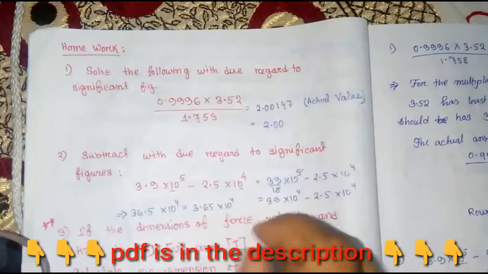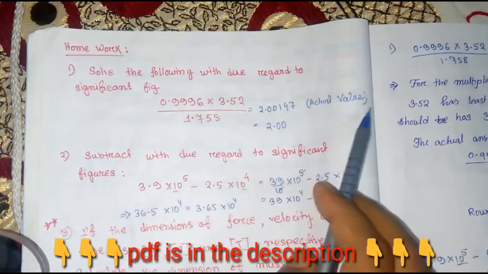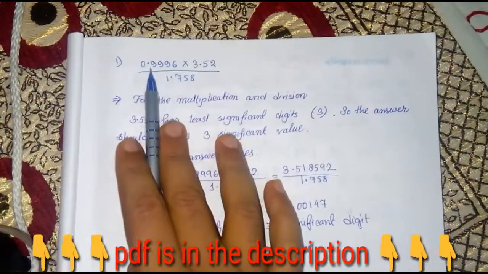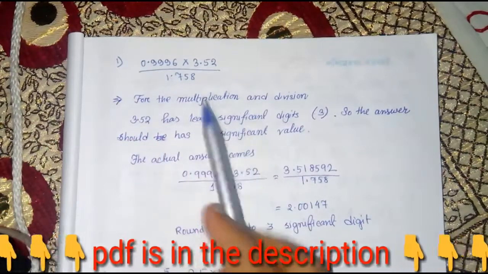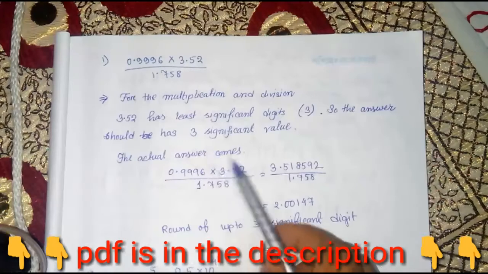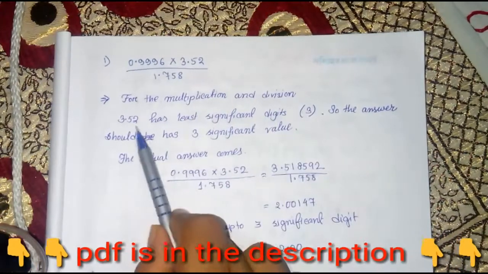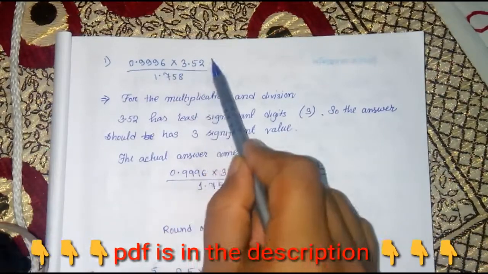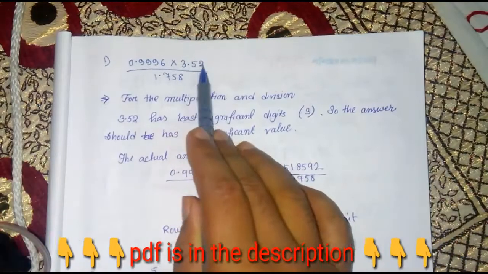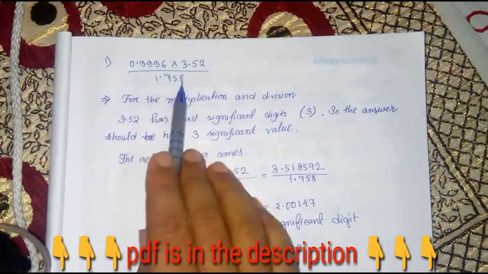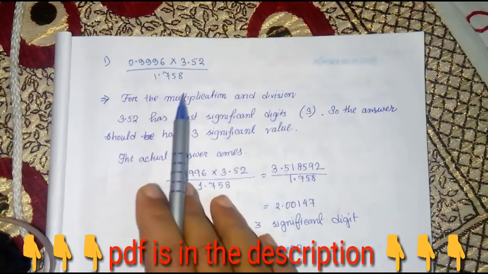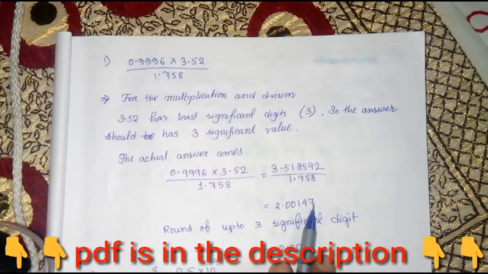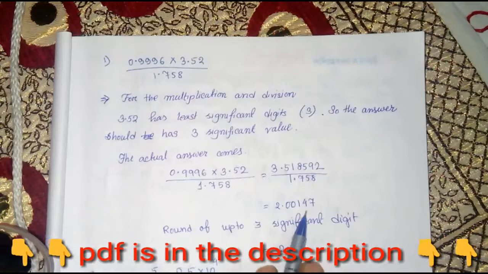So these are the homework, that means we have to calculate those numbers in terms of significant digits. As you can see, when you calculate these numbers, the actual values come in this way. Here it is written that for multiplication and division, 3.52 has the least significant digits, right? Between these numbers, this number has the least significant digits, that is 3, 1 2 3, but this has 4 significant digits, and this also has 4 significant digits. So the answer will have 3 significant digits. The answer comes like 2.00147 when you calculate it. So the answer should have 3 significant digits.